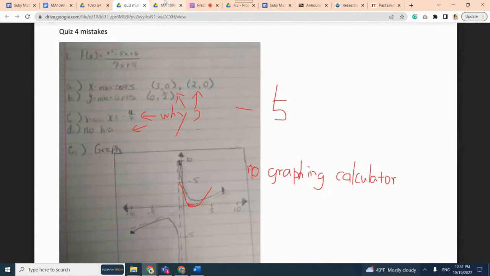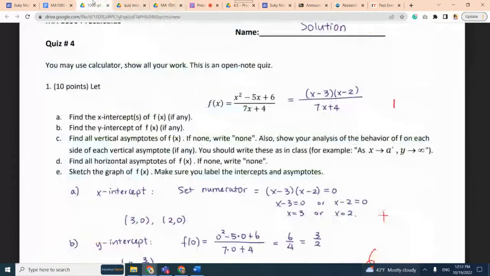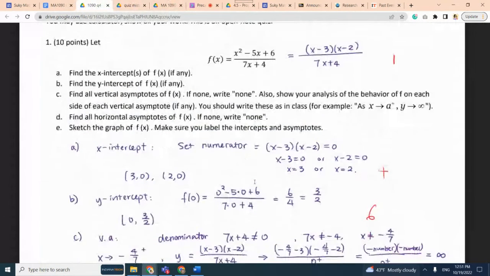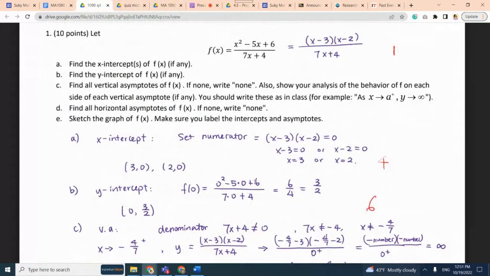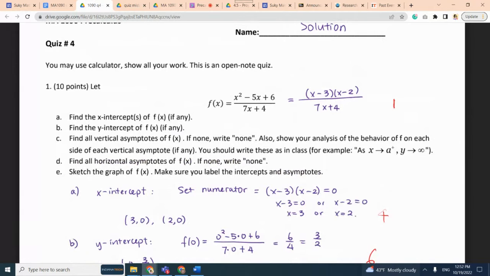Okay, so let's see. I already graded your quizzes. Let's look at your quiz 4. So quiz 4, we have this rational function, and we want to find the x-intercepts, the y-intercepts, and all vertical asymptotes and horizontal asymptotes, and sketch the graph. And the problem asks us to show all our work.